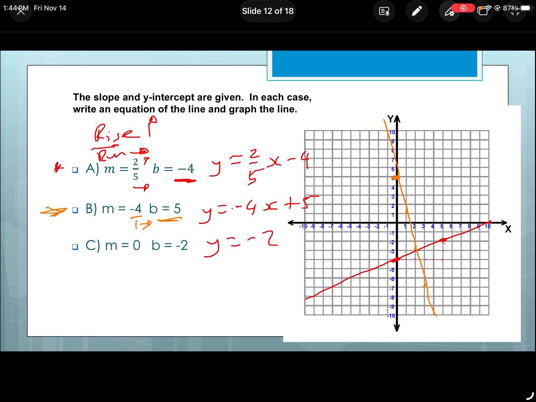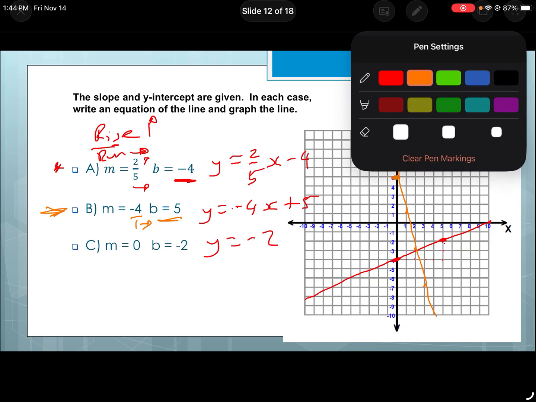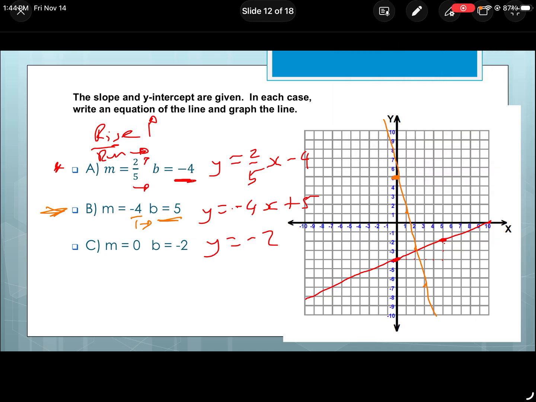And then last but not least, we'll do this one in blue, I don't like the green colour. y equals negative 2. Very easy. It goes through the y-axis at negative 2. It's a straight line across, isn't it? Okay, and this one's blue.